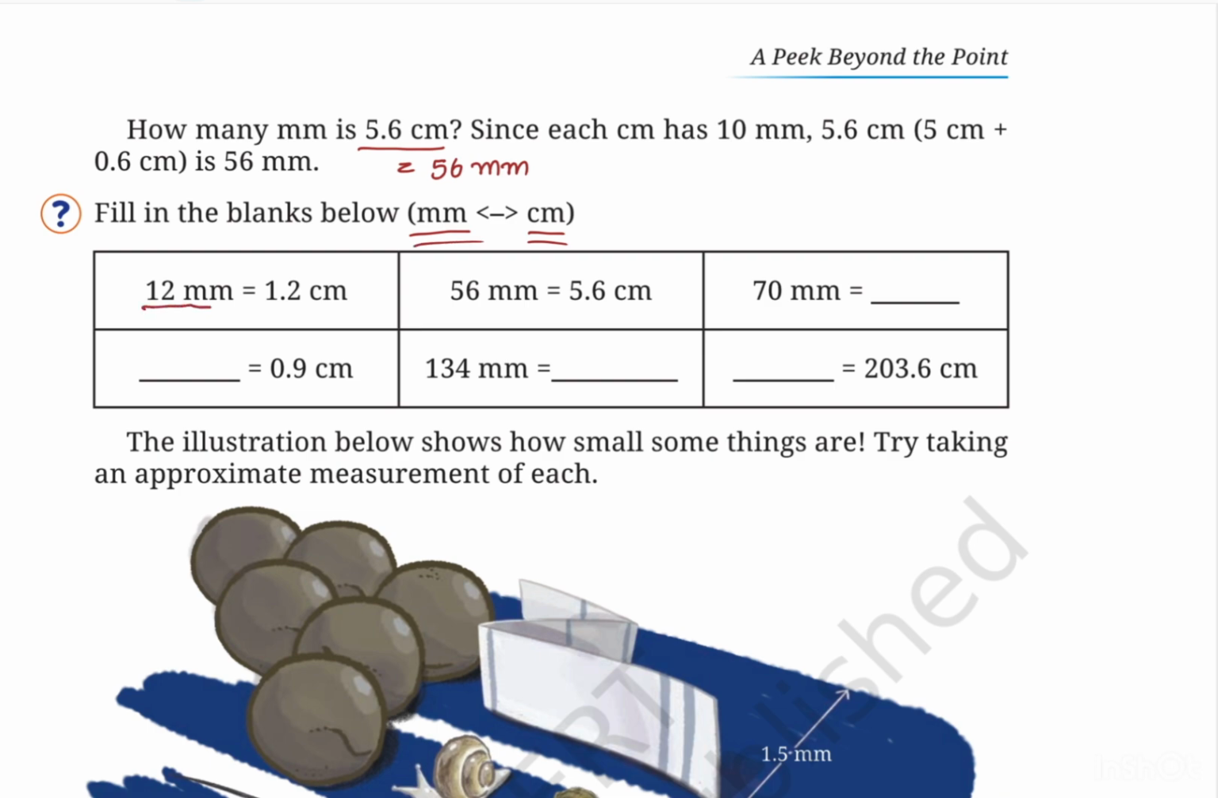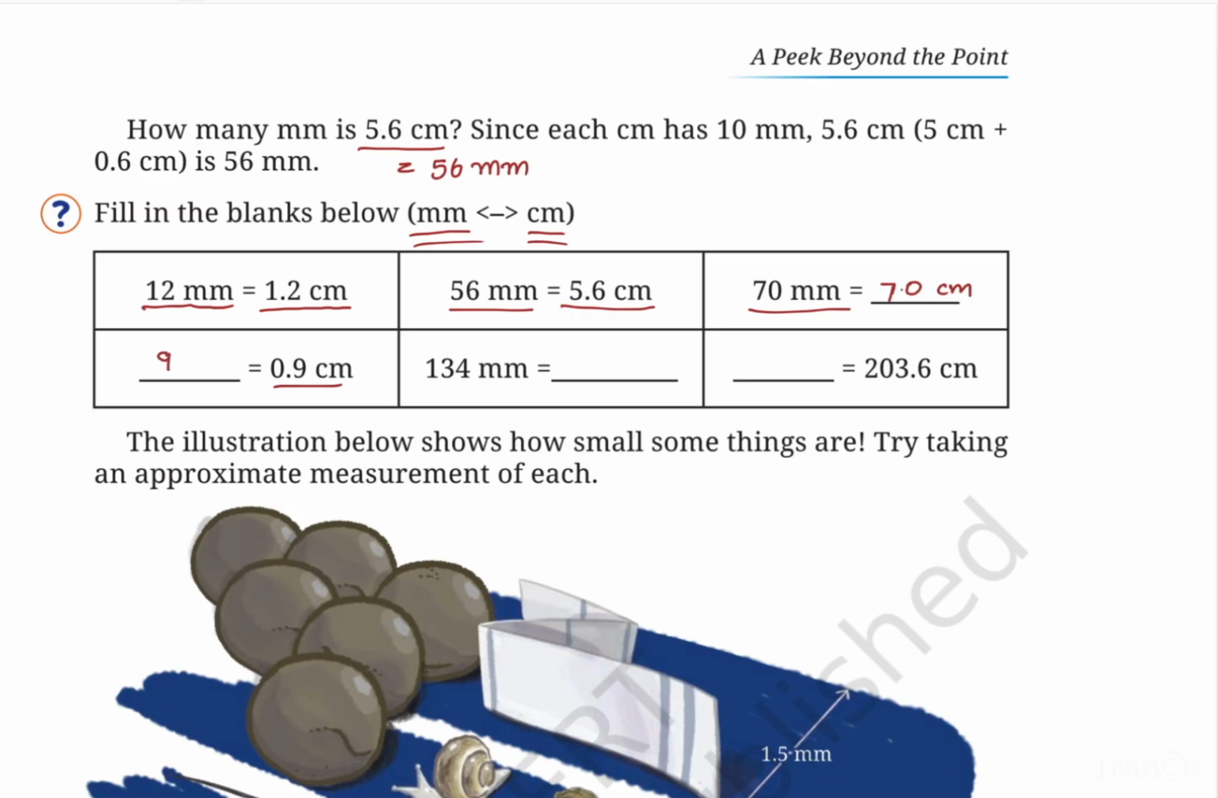So first one is 12 millimeter. We put one decimal place here, so it will become 1.2 centimeter. So 12 millimeter is 1.2 centimeter. And here we can see that 56 millimeter becomes 5.6 centimeter. So what will 70 millimeters be? It will become 7.0 centimeters.